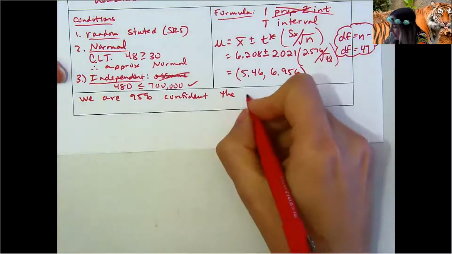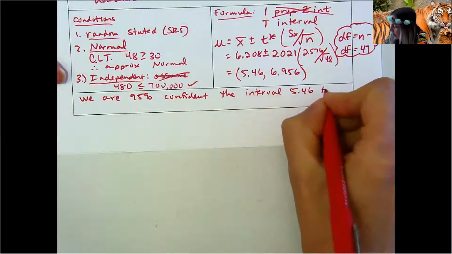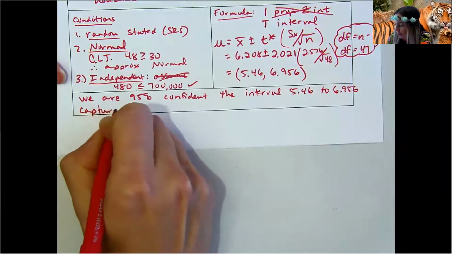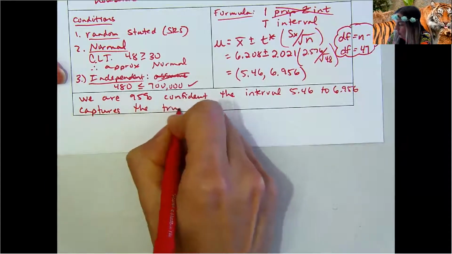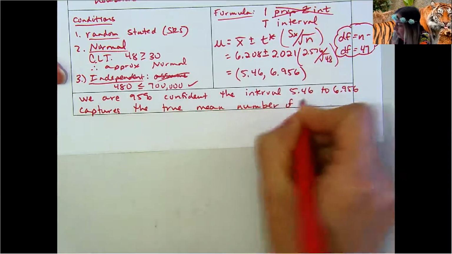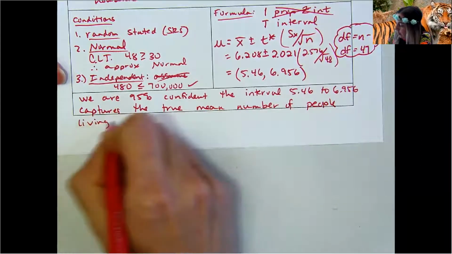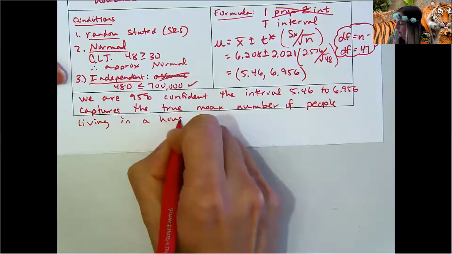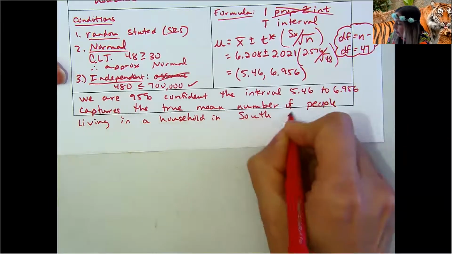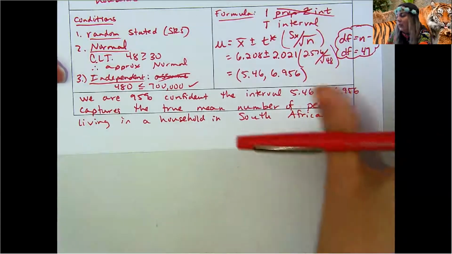We are 95% confident the interval 5.46 to 6.956 captures the true mean number of people living in a household in South Africa. There you go. All right, so we've got one more to tackle.